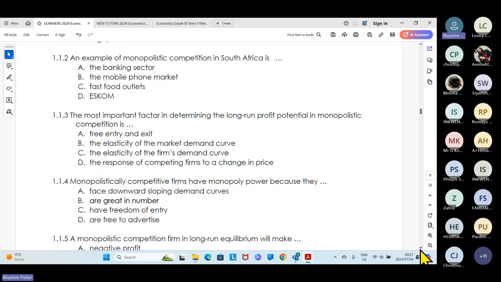Then 1.1.2, an example of monopolistic competition in South Africa is A, the banking sector, B, the mobile phone market, C, fast food outlets, and D, Eskom. So let's look at your answers. So St. Andrew says that it is C. Alsace High says it's C. Fidel says it is... No, that was for 1.1.2. Apologies. We are busy with 1.1.2. Fidel, that is C. Alsace High says it's C.